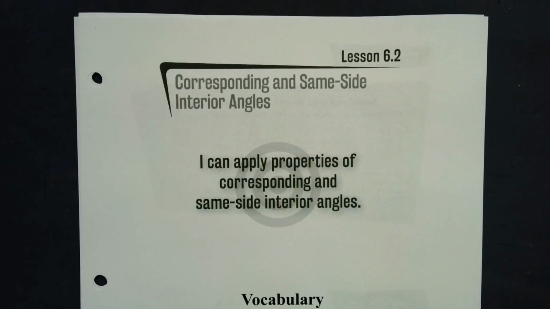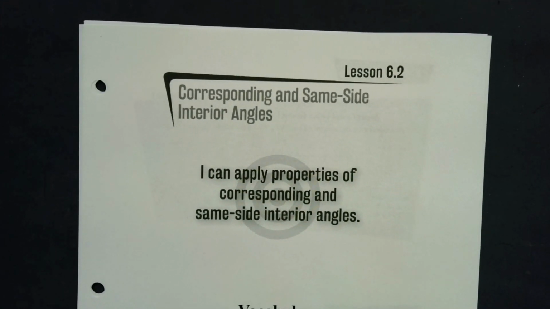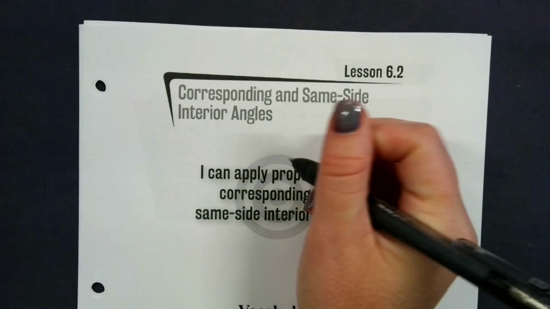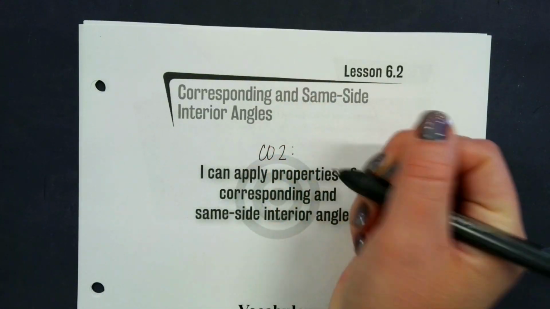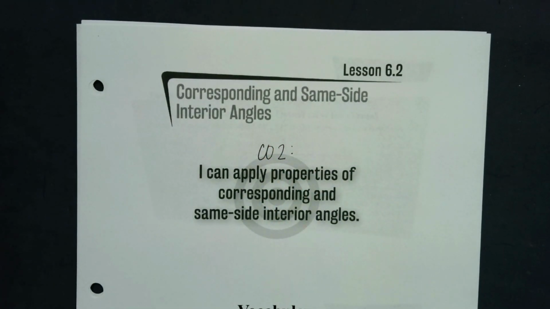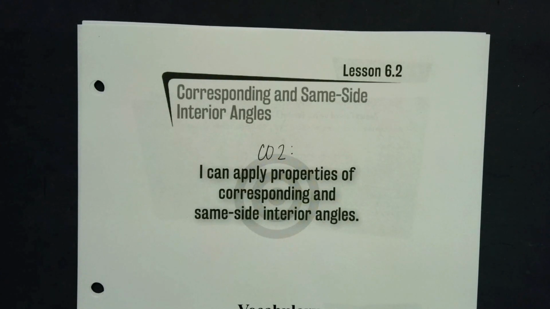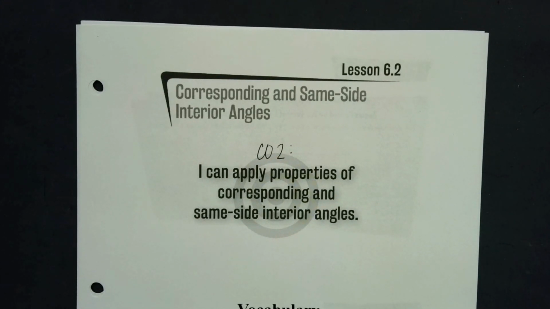Let's get started. We're going to continue with angle pairs. So the ones we learned before were alternate interior and alternate exterior. Today we're going to learn a couple more. This is your CO2. So CO2, I can apply properties of corresponding and same side interior.